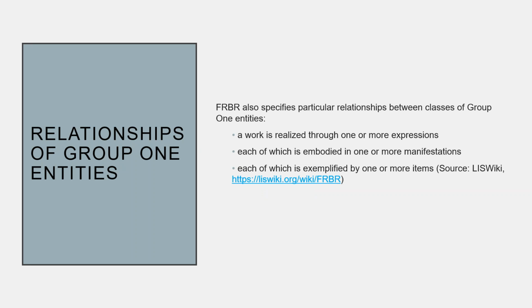Okay. So what about the relationships of group one entities? FRBR also specifies particular relationships between classes of group one entities. So a work is realized through one or more expressions, each of which is embodied in one or more manifestations, and then each of which is exemplified by one or more items. And again, I took that from the LIS wiki.